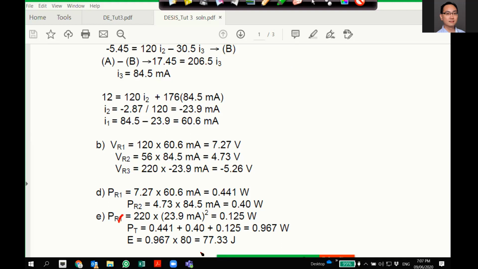Oh, you all agree now? This one should be 3, Kok Chang, correct? Yes, sir, it should be. Correct. The R3 is 220. This one got an error, right? It should be PR3, not PR1, because PR1 is already up there.